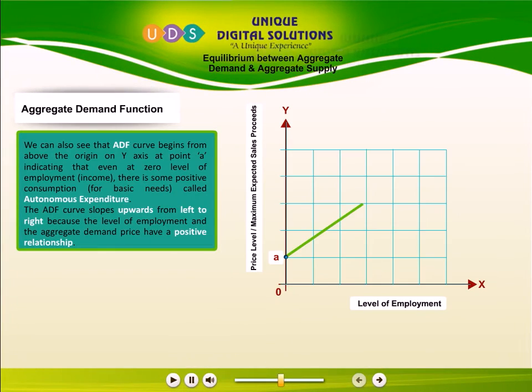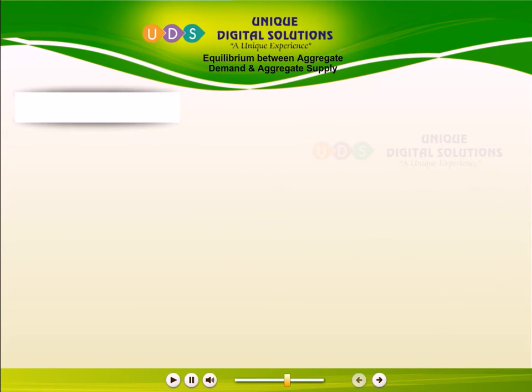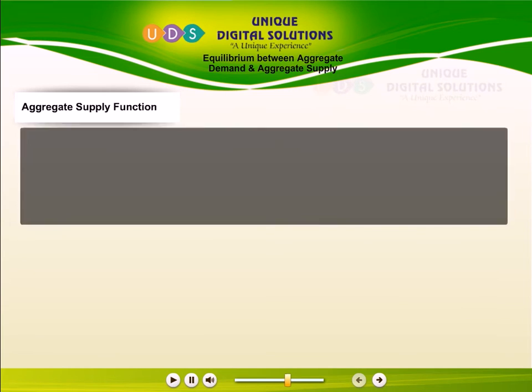We can also see that the ADF curve begins from above the origin on the y-axis at point A, indicating that even at zero level of employment income, there is some positive consumption for basic needs, called autonomous expenditure. The ADF curve slopes upward from left to right because the level of employment and the aggregate demand price have a positive relationship.